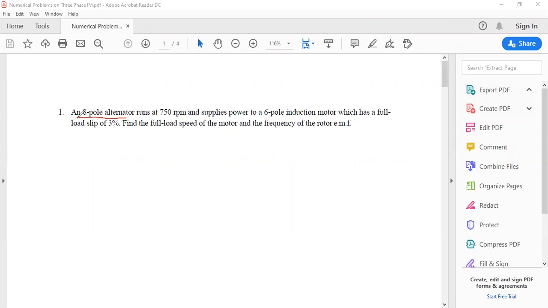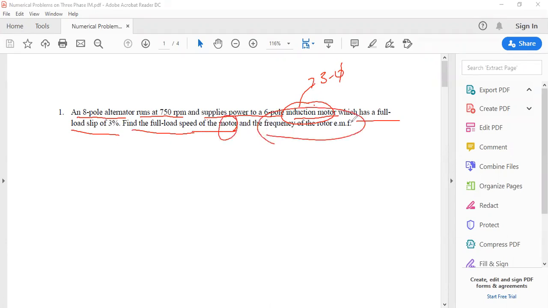An 8-pole alternator runs at 750 RPM and supplies power to a 6-pole 3-phase induction motor, which has a full load slip of 3%. So what do you need to do? You need to find the full load speed of the induction motor and the frequency of the rotor EMF.